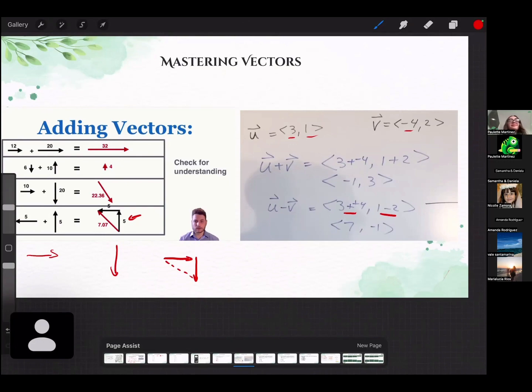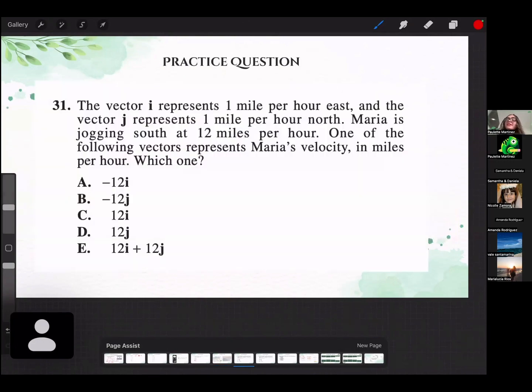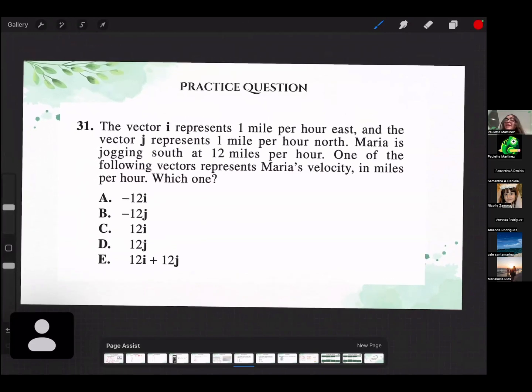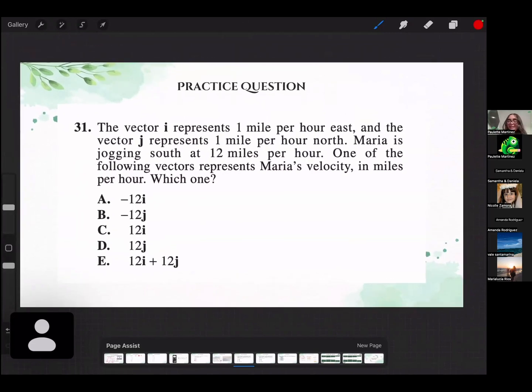No. Beautiful. Okay. Now there is a question on vectors. This should take you 30 seconds really, so I'm going to put 30 seconds on the clock. You can start now.